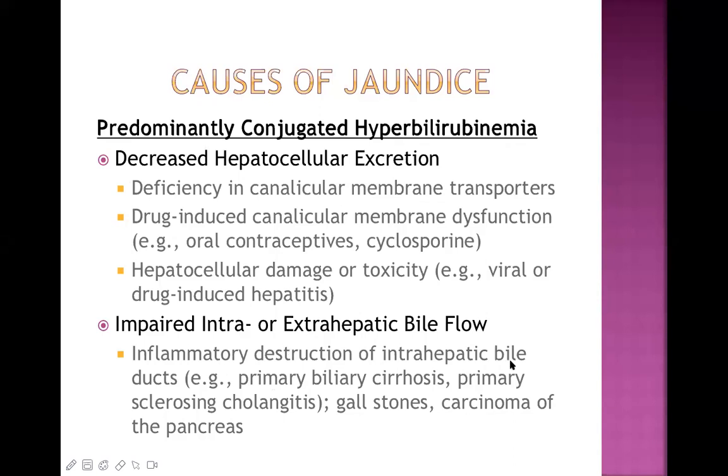Impaired intra or extrahepatic bile flow. It can be seen in primary biliary cirrhosis, primary sclerosing cholangitis, gallstone, or carcinoma of the head of the pancreas. Now, to explain it in a better way, I want you to remember the pathway of bile flow. Okay, pathway of bile flow.